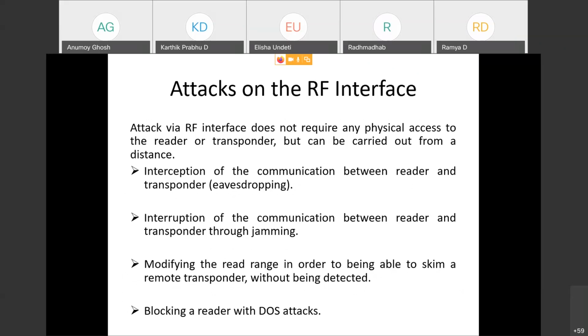And now the attack on the RF interface. There are two kinds of interface. One is the middleware to reader interface, and the second is the middleware to application layer of the controller interface. So interception of the communication between reader and transponder may happen. And another interface is obviously the reader to tag interface. Whatever communication is going on between the reader and the tag may be eavesdropped by some third party. That is why cryptography again becomes very much important.